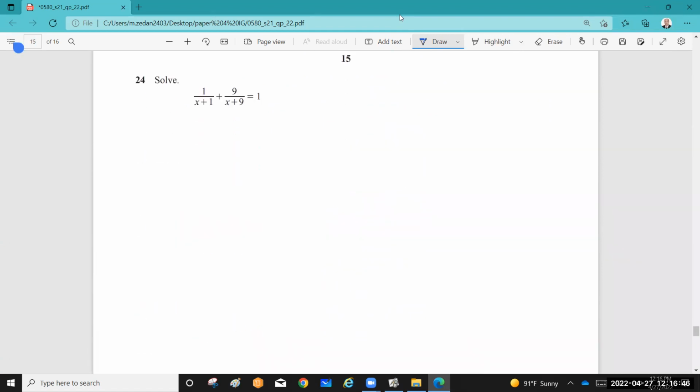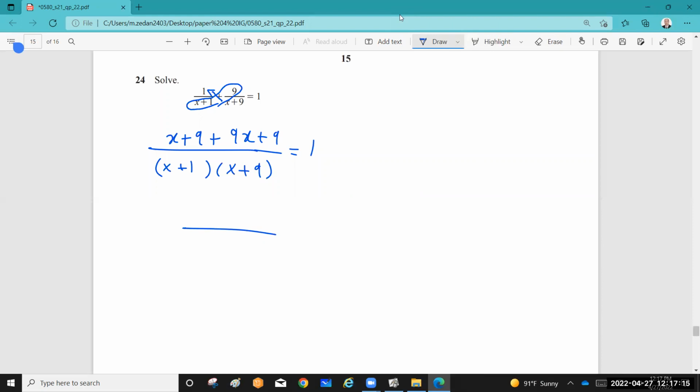And finally, equation consists of adding two algebraic fractions is equal to 1. Just add by multiplying. Denominator is different. Simply multiply x plus 1 into x plus 9, and a cross multiplication like this. X plus 1 times 1 is the same, x plus 9, plus also multiply x plus 1 times 9 will be 9x plus 9. This answer must be 1.